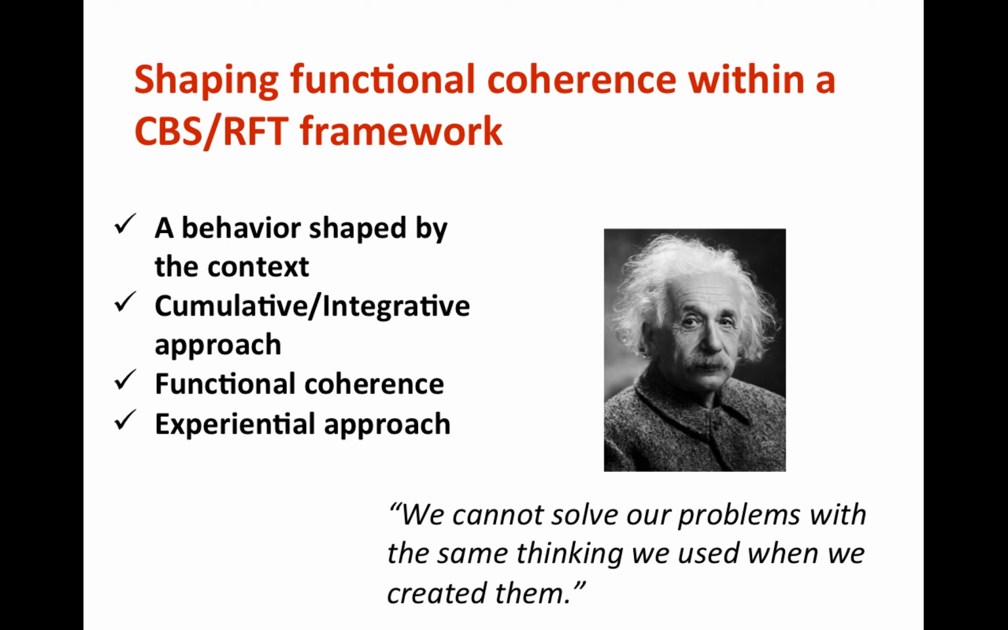And as we said for flexible context sensitivity, shaping functional coherence needs to be done in accordance with the general RFT-CBS principles applied to psychotherapy. First, functional coherence is a behavior, and so it needs to be shaped through alteration of the context. You can't just force clients to think pragmatically, you need to create a context that helps them think pragmatically. For example, asking the question, is it working? can create this kind of context.